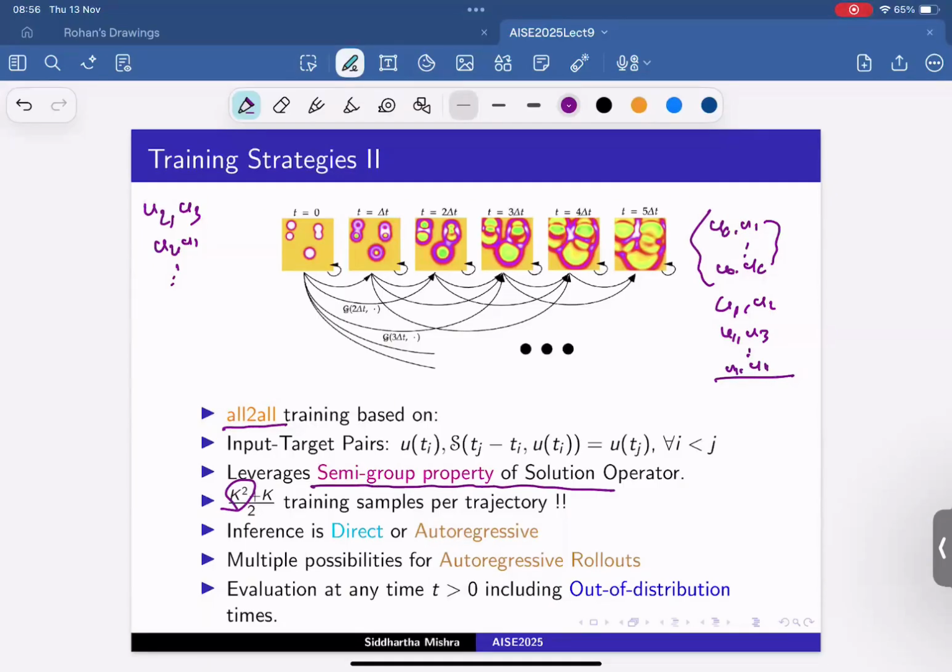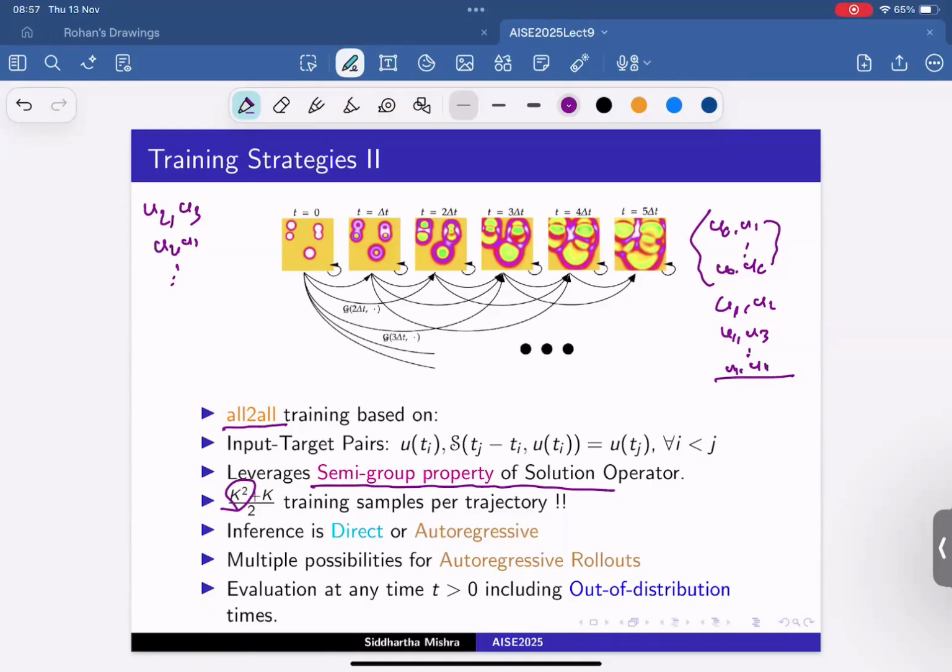Now we have 20 samples, but instead of 20, we have actually 210, because it's 20 times 21 by 2, right? So you have 210. So now instead of 20,000, you have 210,000 samples. So you have a much richer database than you had before. And the task of the neural operator gets harder. It is forced to generalize better, because now it has to learn how to match things from any point to any unseen time point, right? So this is sort of the main point here.